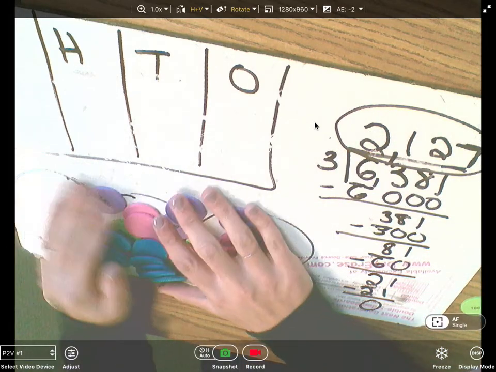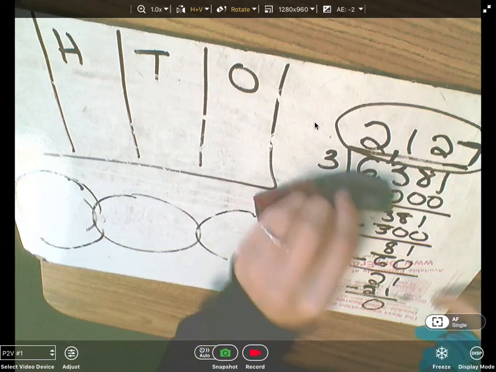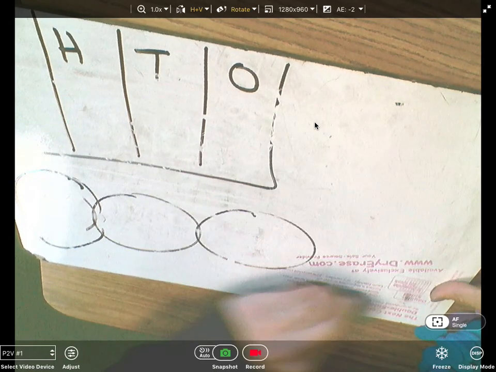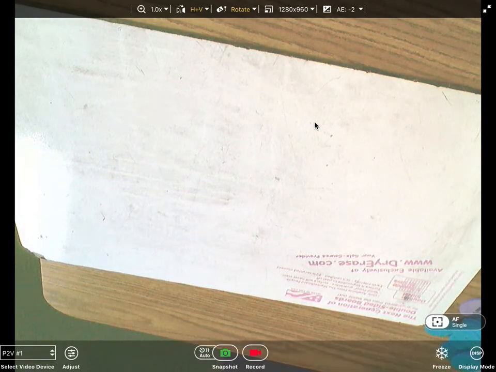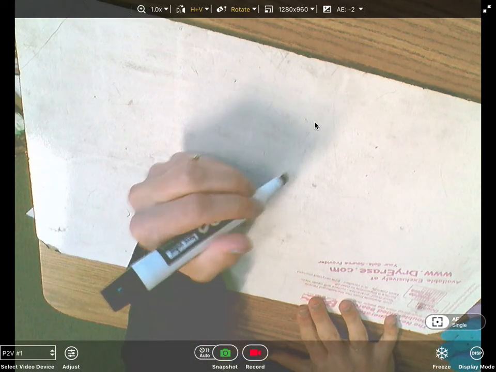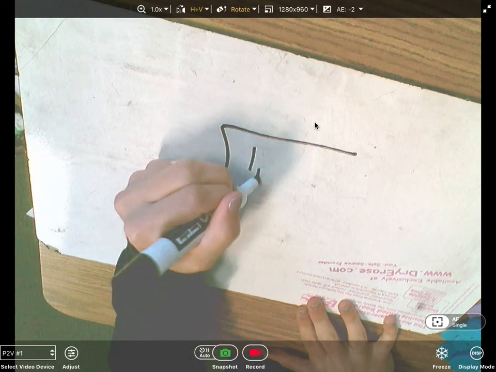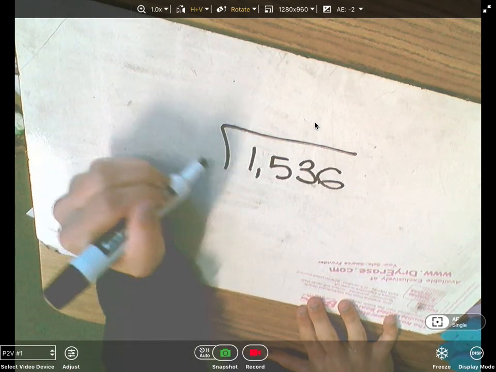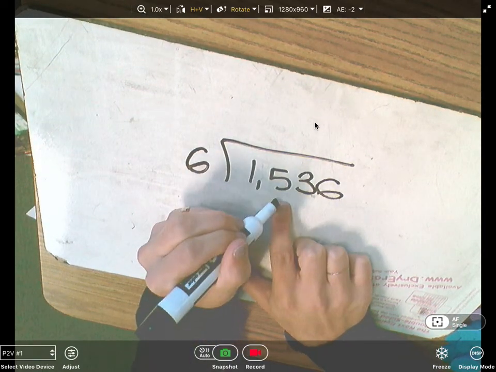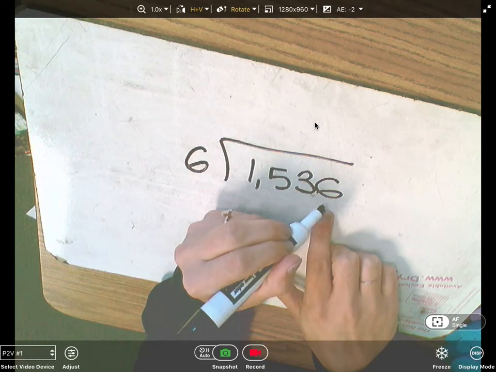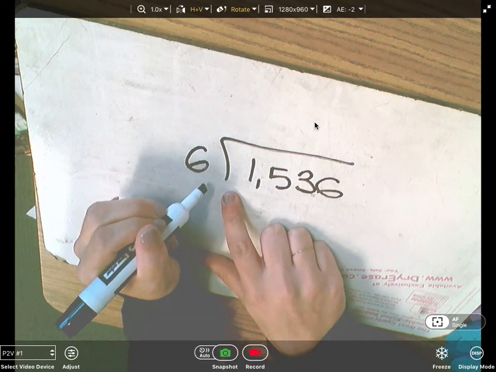All right, so now we're going to do one more, and this time I'm going to try to take away this chart, and I want to show you how it's going to bridge into not having a place value mat. So I just want to show you, if I did 1,536 divided by 6. So again, I'm picturing in my brain 1,000. I have 5 hundreds. I have 3 tens. I have 6 ones. And I have 6 people I'm splitting it into.